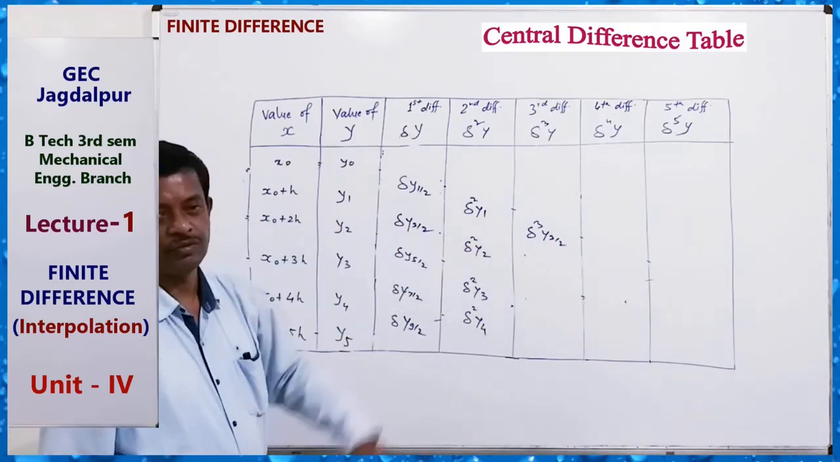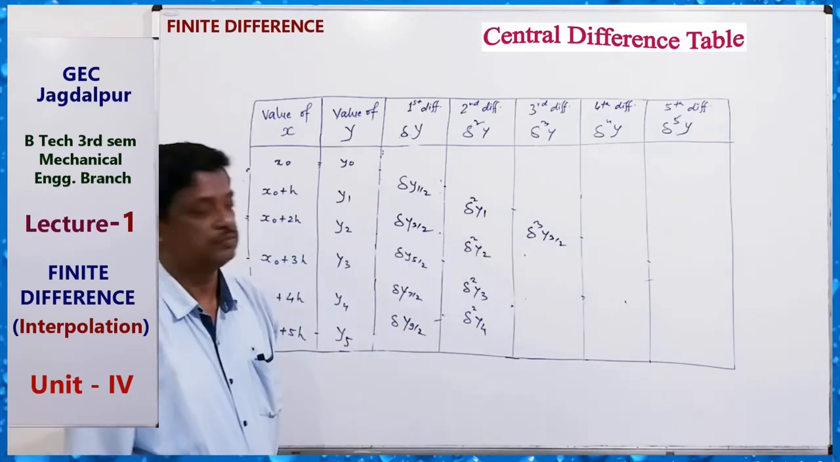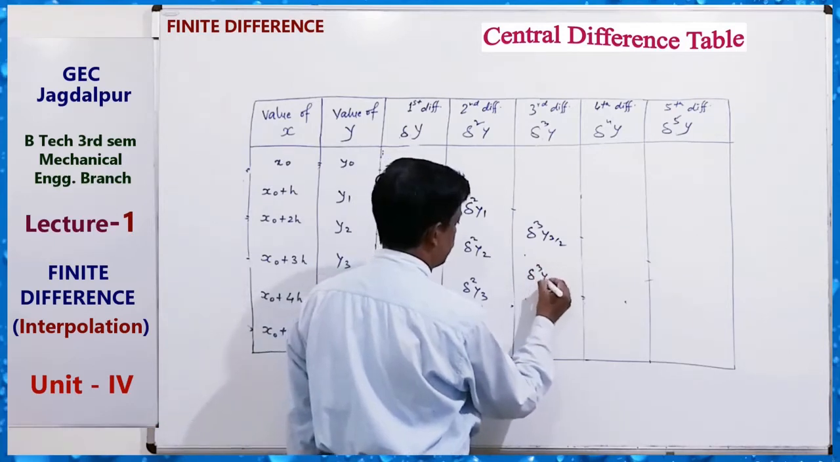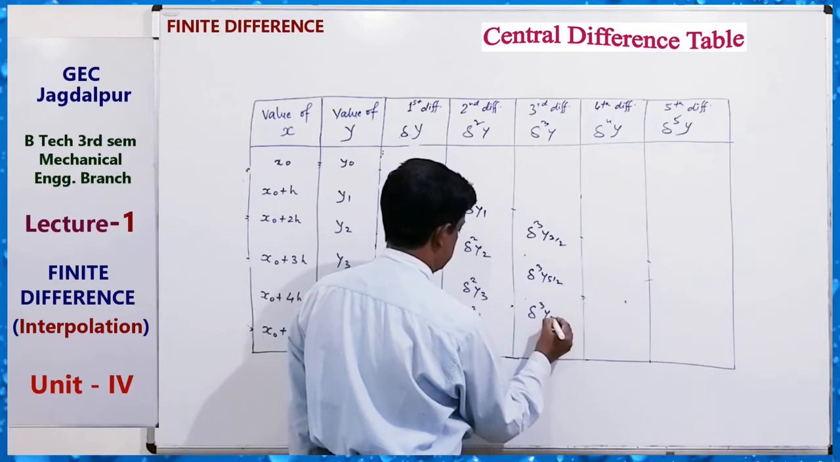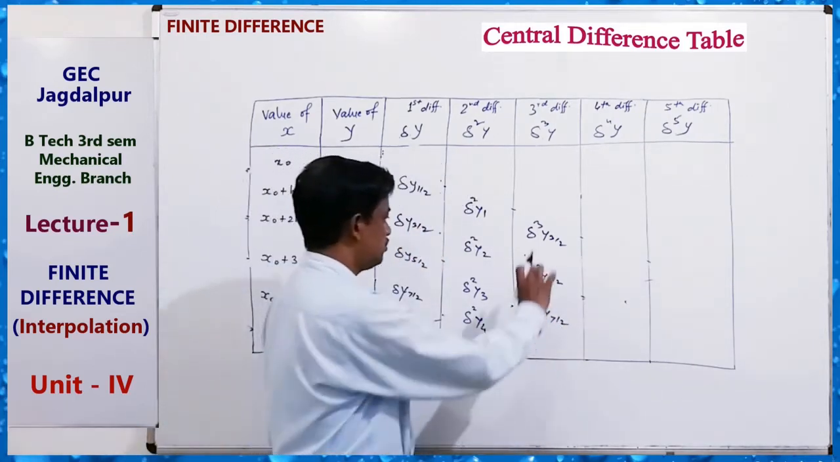2 and 1, 1 plus 2, 3, 3 by 2. So delta squared y 3 by 2. So this minus this, 3 plus 2, 5 by 2. Delta cubed y 5 by 2. Delta fourth y 7 by 2. Just the average of this. Now the average of these two.